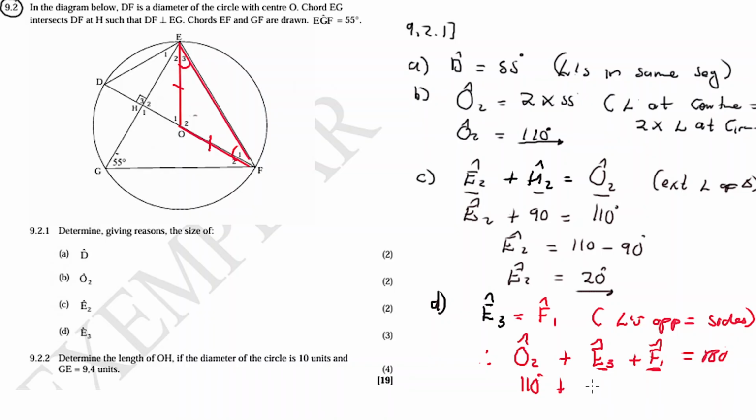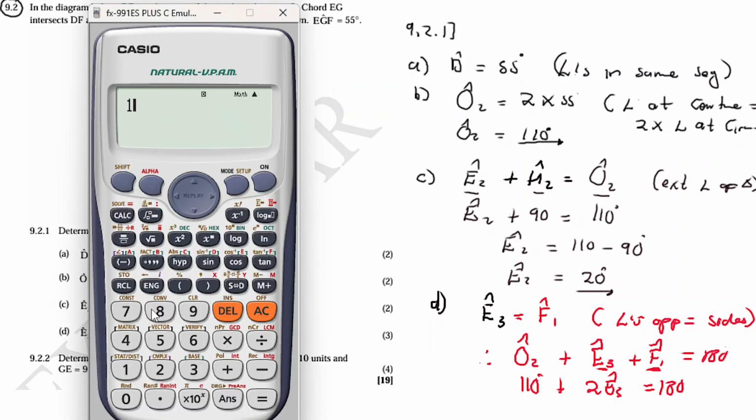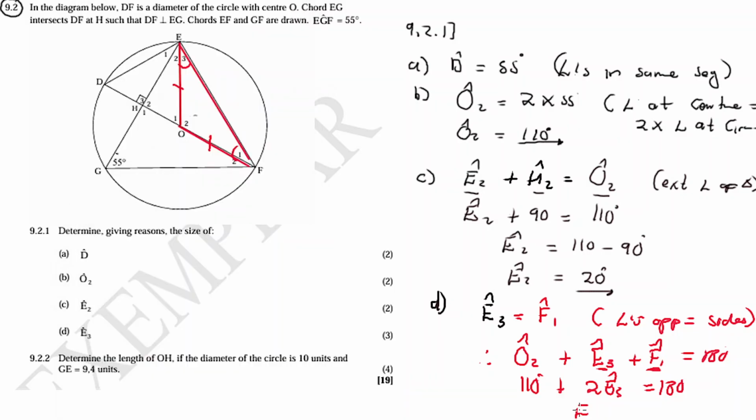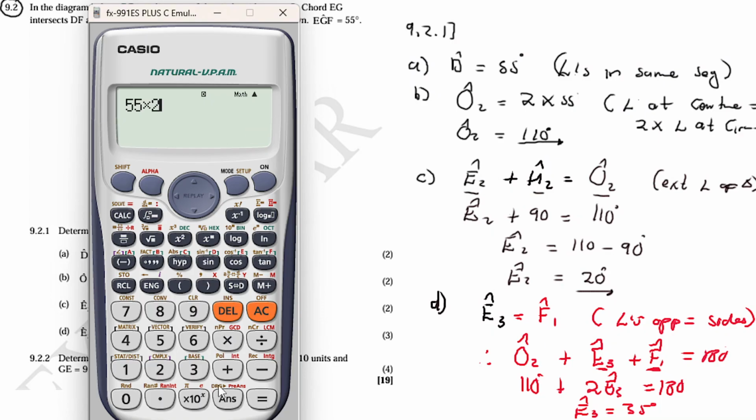So E3 plus E3 gives me 2E3 equal to 180. Making E3 the subject of the formula, it's going to be 180 minus 110, which is equal to 70, then divided by 2 gives 35. So E3 is equal to 35 degrees. That's the answer for E3. Alright, let's double check.